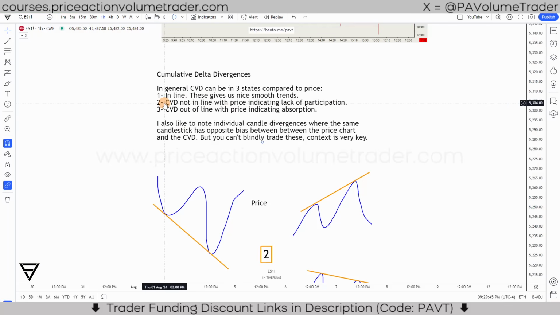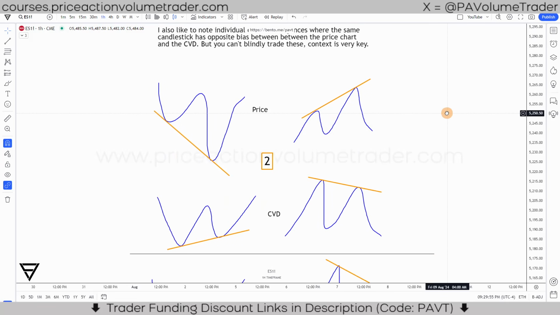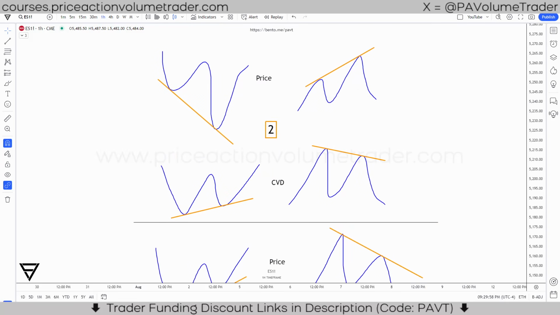Okay, then number 2, when cumulative volume delta is not in line with price, this could be indicating a lack of participation. So we have here an example of that. This part here would be price, and this is the cumulative volume delta. So for example, when we see that price is making lower lows, but cumulative volume delta is making higher lows, this can indicate a lack of participation, and possibly price is going to be reversing. So in this case, we could be starting an uptrend.